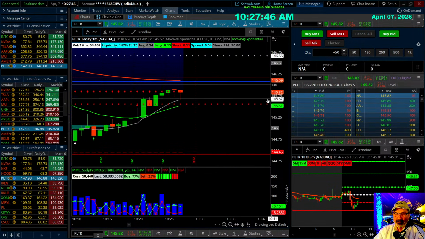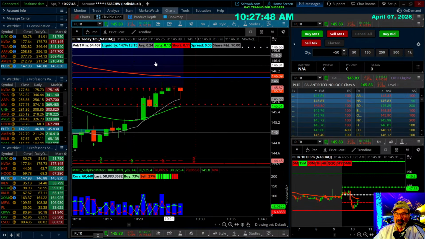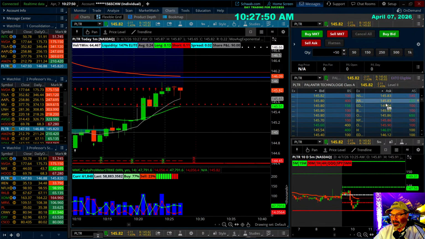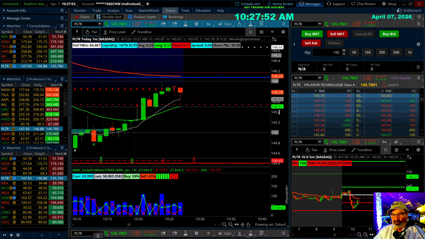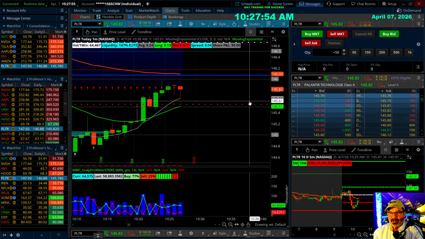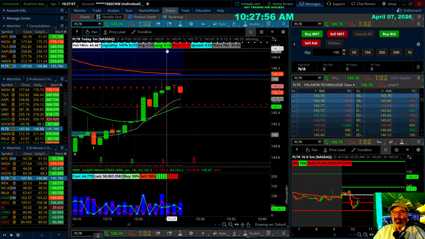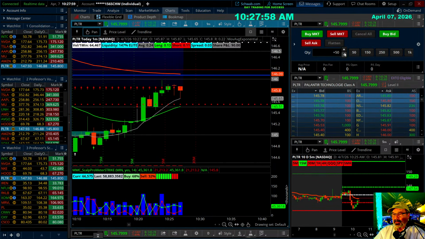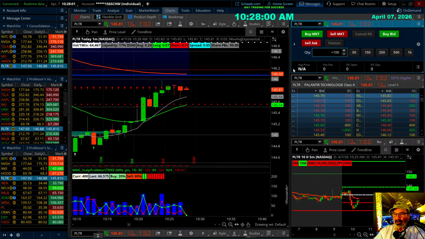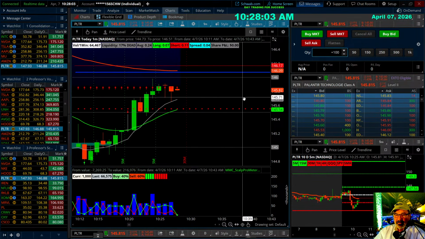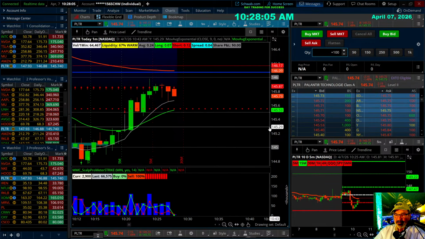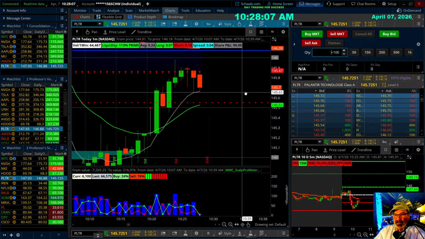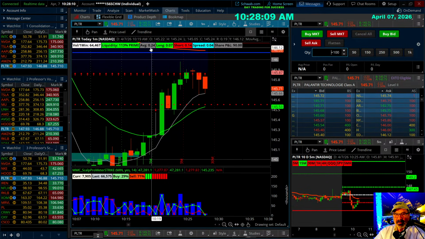It's got an elite status as far as liquidity, which is good. It means we will get in and out of the trades. And you can see our levels are much smaller, so let me go up to 100 shares and see if we can get something. So look at that little abandoned baby up there.